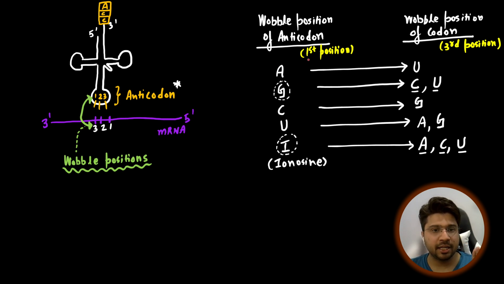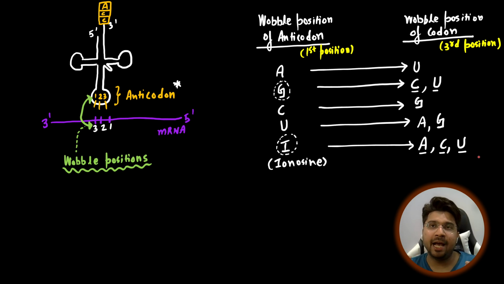So the first position of the anticodon can have A, and then it can form non-standard pairing with U on the third position. If G is there on the first of the anticodon, it can form a normal pairing with C, but it can also form pairing with U. Similarly, C here can pair with G, which is a standard pairing, but U, if it exists on the first position, can bind to either A or G. Then there is one more nucleotide called inosine. It can form non-standard pairing with either A or C or U, due to which the diversity increases, right?